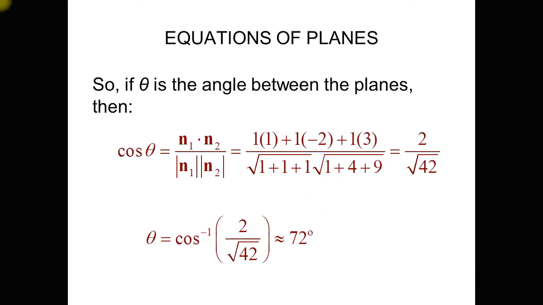Now to find the angle between the planes, we use this formula: cos theta equals n1 dot n2 divided by the magnitude of n1 times the magnitude of n2.